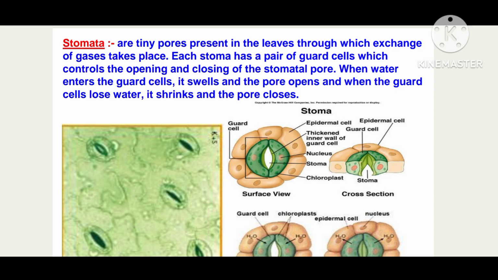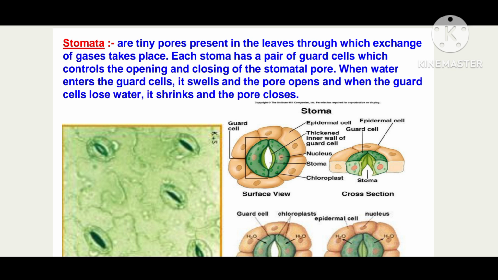Now let us learn about stomata. Stomata are the tiny pores in the leaves through which exchange of gases takes place. Each stomata has a pair of guard cells which controls the opening and closing of the stomatal pore. When water enters the guard cells, they swell and open, and when the guard cells lose water, they shrink and the pore closes. Stomata is a part present in the leaves through which the exchange of gases takes place.